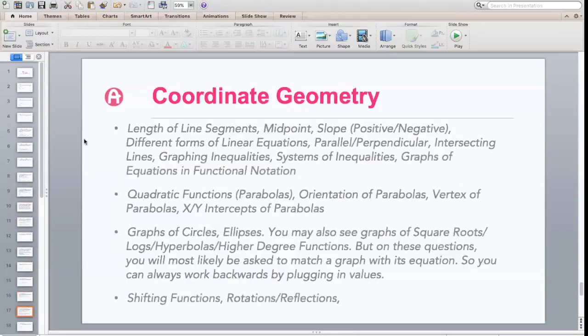Coordinate geometry is really just graphs of linear equations and a lot of the stuff we've seen in Algebra 1.